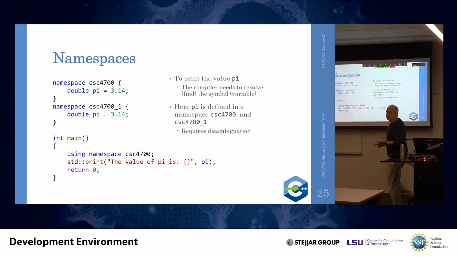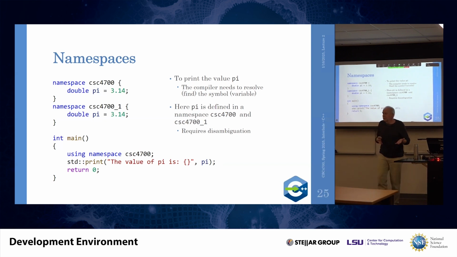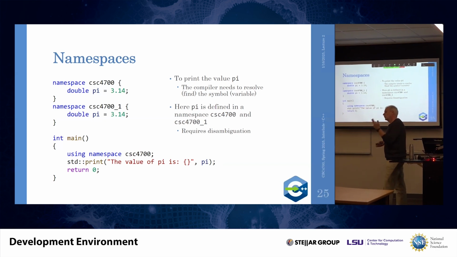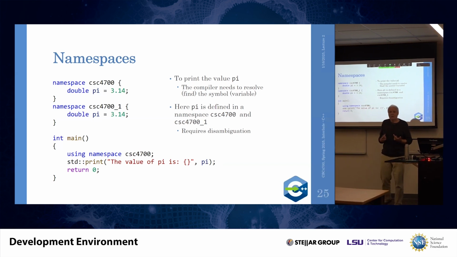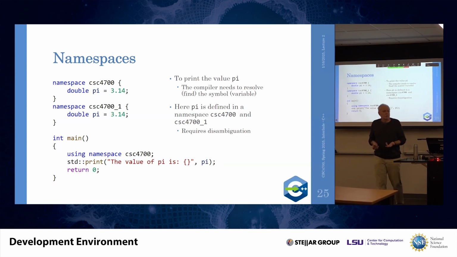Nothing too surprising, but I would like to raise your attention to this, because we will use namespaces a lot. There will be the standard namespace, there will be the HPX namespace, there will be other namespaces we have to deal with. One of the libraries we will use for linear algebra is called Blaze, B-L-A-Z-E. It's another namespace we will use all the time.